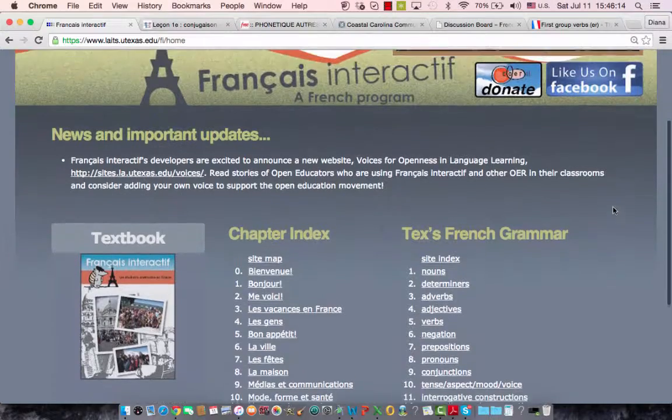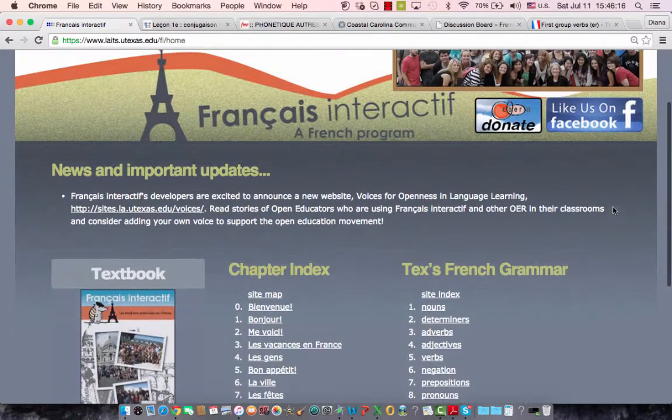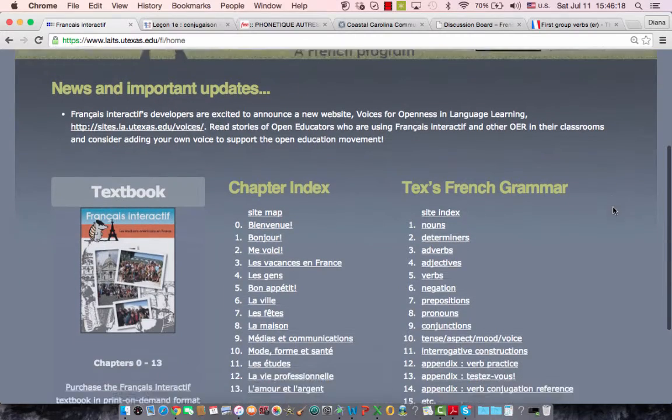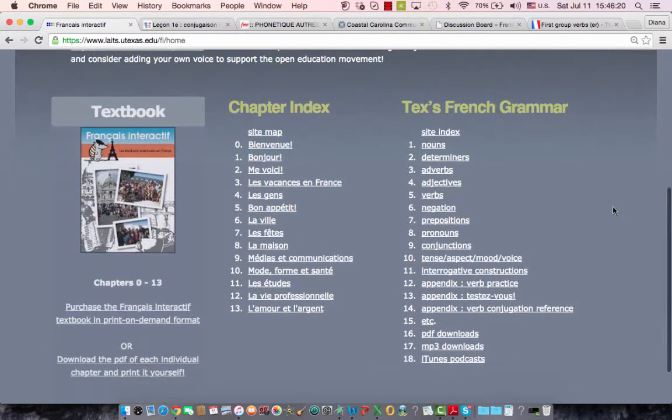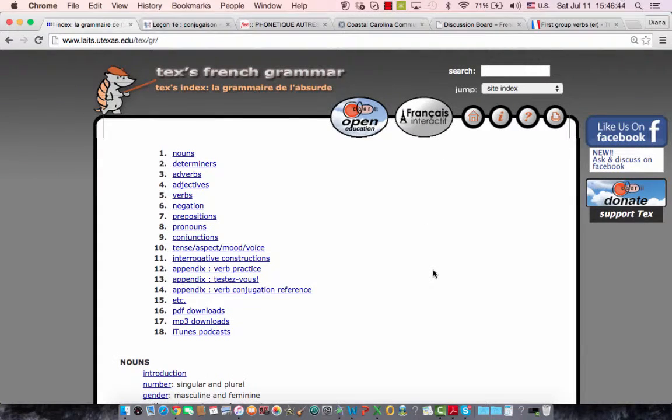Now let's review these verbs. As you can see, I'm on the homepage of Français Interactif. If I want to review any of these verbs, going forward, I recommend you use the site index as opposed to the chapter index, just because as the grammar piles up, you will not remember in which chapter you learned a certain grammar point, so you have to be able to look it up in the site index.